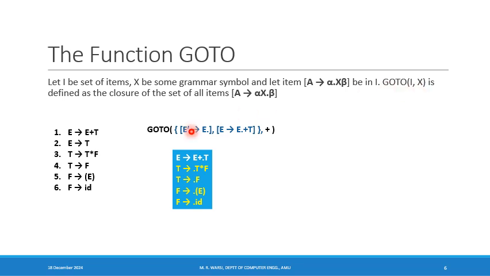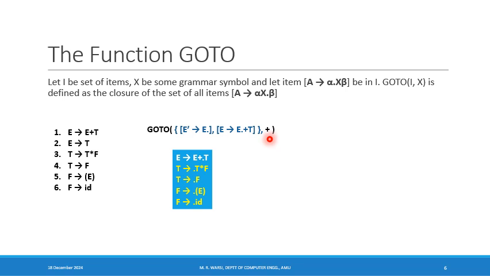Let me now take an example. I have this grammar given. This grammar is accepting arithmetic expression, and this grammar is unambiguous grammar. And I have a set of LR0 item given, which is containing two LR0 item shown over here, and I want to calculate goTo from this set I on the grammar symbol plus.